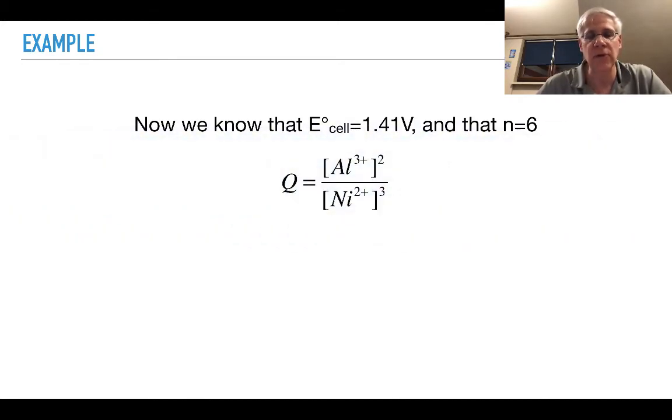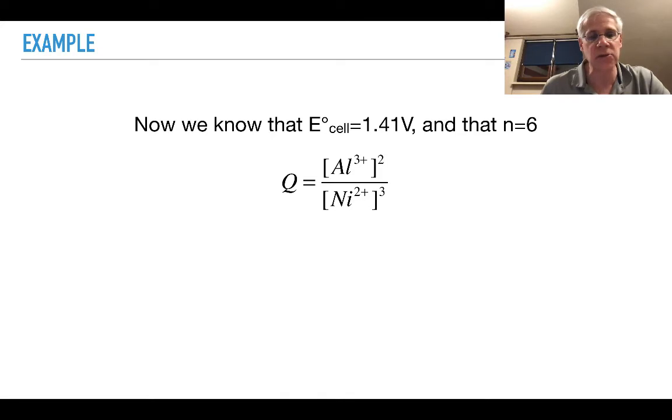Okay, so now the Q, if we look at that previous equation, I'm not going to be able to do it here, but Q is going to be equal to products over reactants. We leave solids out, so the aluminum metal gets left out, the nickel metal gets left out. However, we have those aqueous solutions. So we have a concentration of aluminum 3 plus. That gets squared because it has a 2 coefficient. The concentration of nickel 2 plus gets cubed because that has a 3 coefficient.